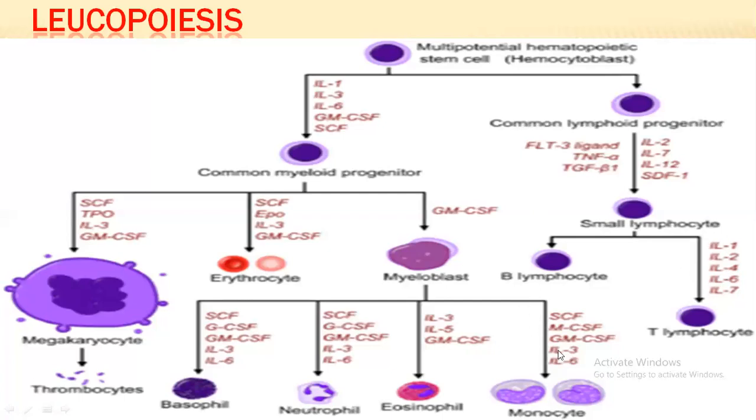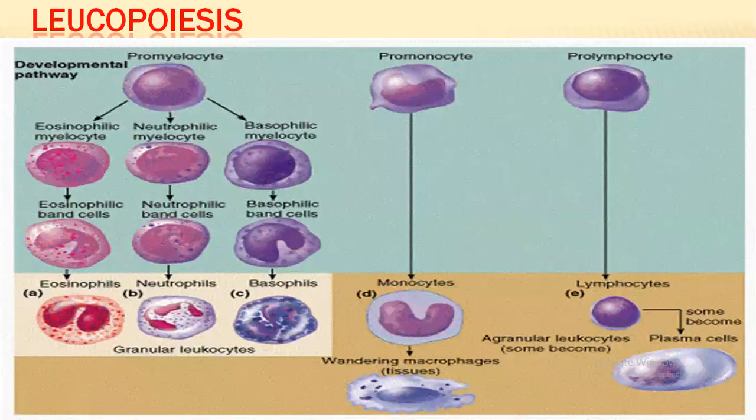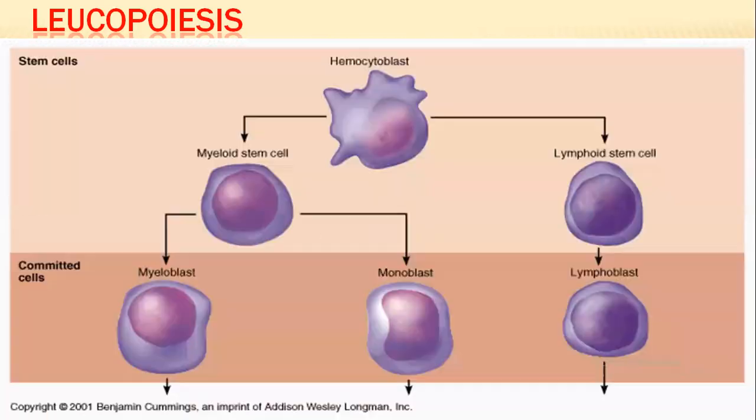The development of these white blood cells is called leukopoiesis. So with leukopoiesis, you're basically looking at the development of basophil, neutrophil, eosinophil, monocytes, B lymphocytes, and T lymphocytes. This process is called leukopoiesis. Leukopoiesis is divided into two: granulocytopoiesis and agranulocytopoiesis. It's the same information here, so we proceed.